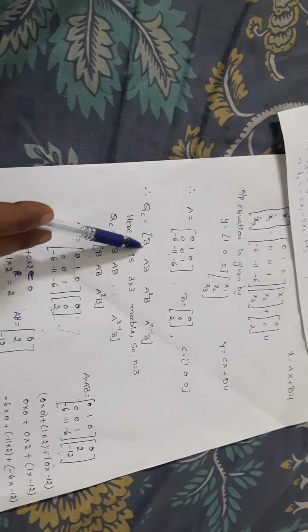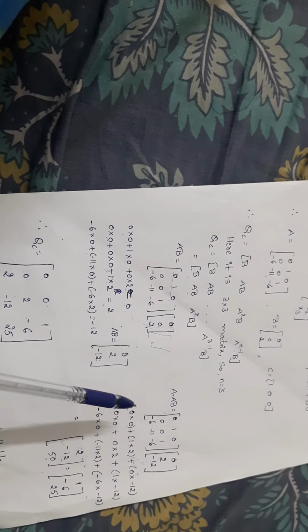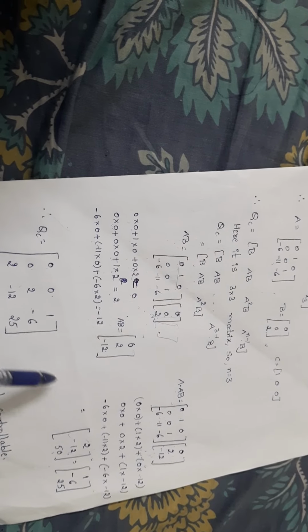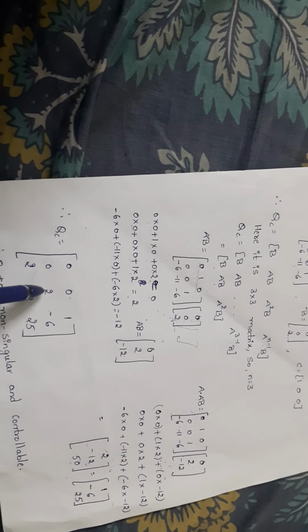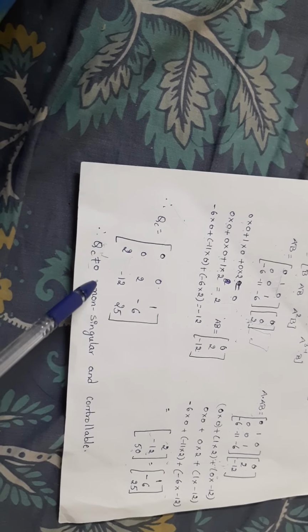Okay. So the total QC matrix is, what is the B matrix? 0, 0, 2. And what is AB? AB we have 0, 2, minus 12. And then A square B. What is A square B? We got 2, minus 12, 50. That you mention in this matrix. And then you calculate the determinant of QC. QC is anyway not equal to 0. So if it is not equal to 0, you say it is a non-singular matrix and it is controllable.